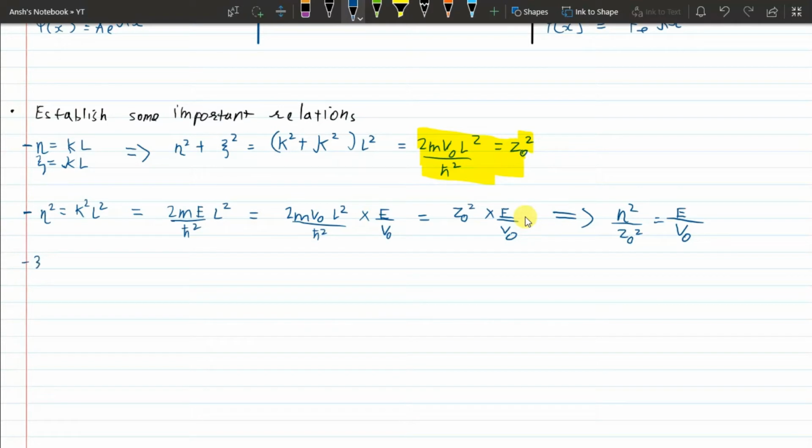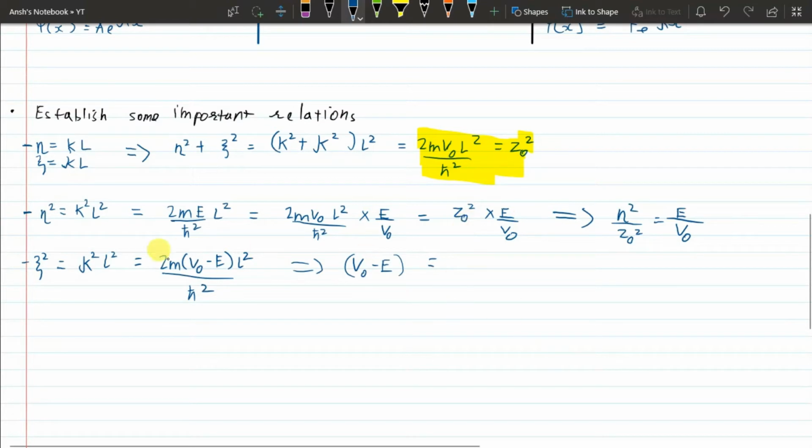We have c square is equal to kappa square L square, and again we'll be substituting for kappa, so we have 2m (V naught minus E) L square over h cut square. And we'll be making a different sort of shifting right here. We'll make V naught minus E the principal. So shifting will make V naught minus E principal, so we'll shift all the terms to the other side. So we get V naught minus E is equal to c square h cut square over 2m L square.